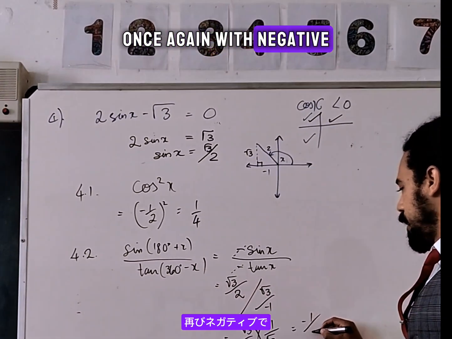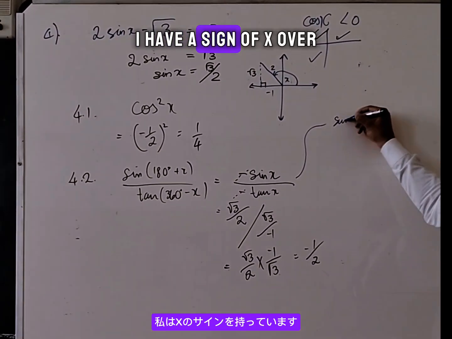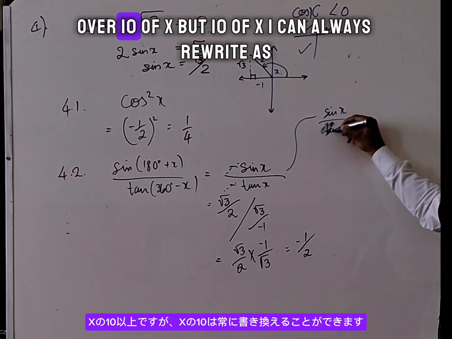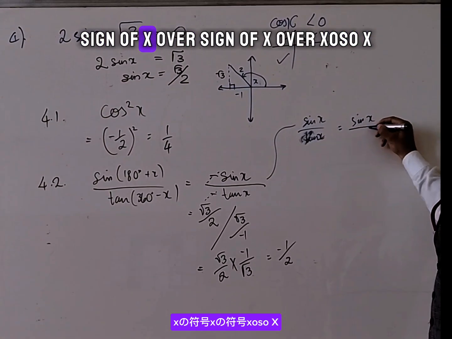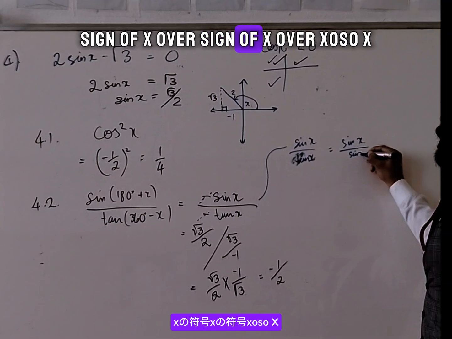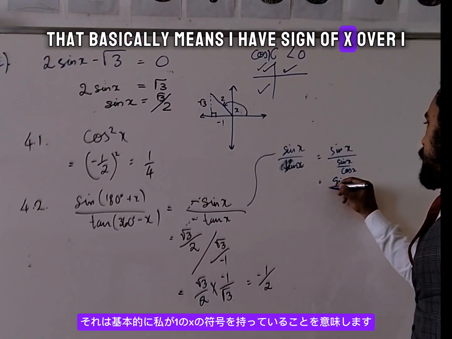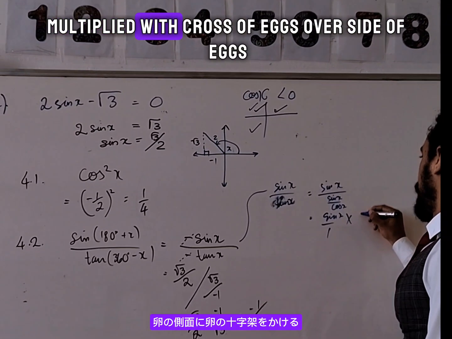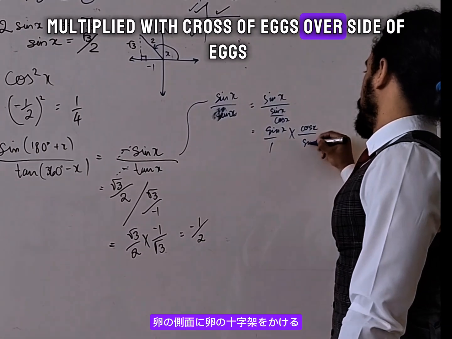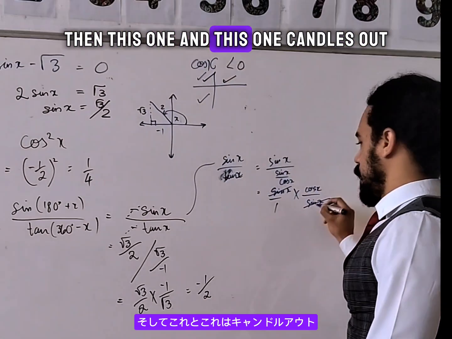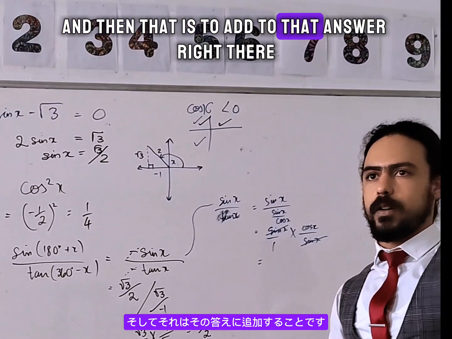Let's quickly see if we could have done this another way. I have the sine of x over tan of x. But tan of x I can always rewrite as sine of x over cos of x. That basically means I have sine of x over 1 multiplied by cos of x over sine of x. Then the sine of x terms cancel out, and I have cos of x, which gives me back the answer right there.